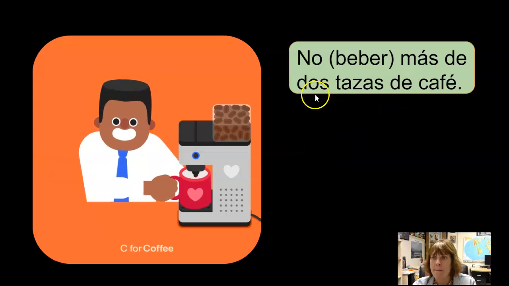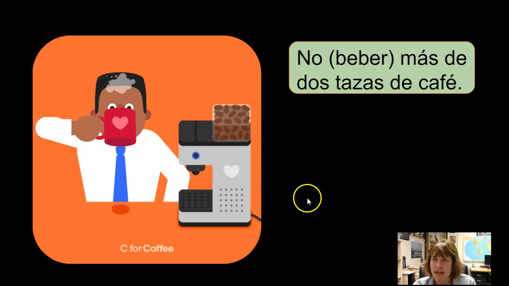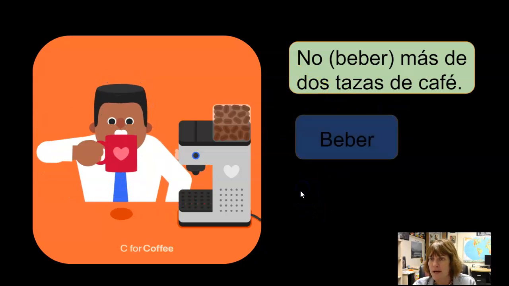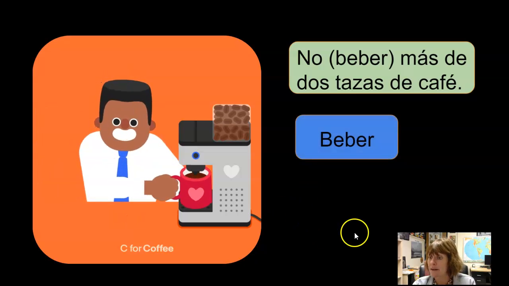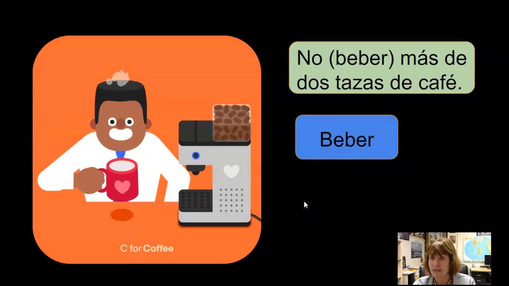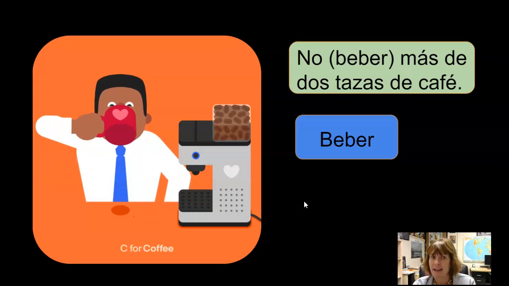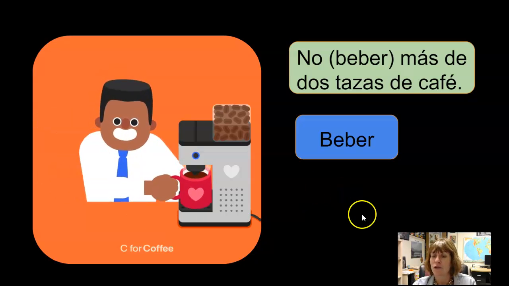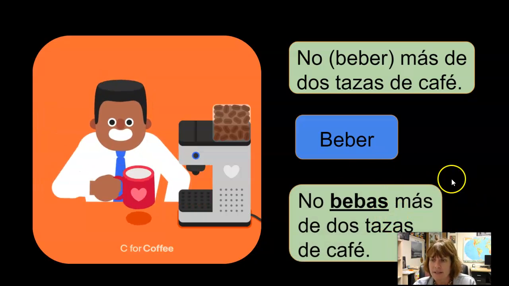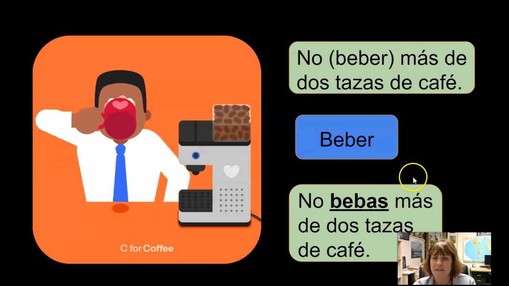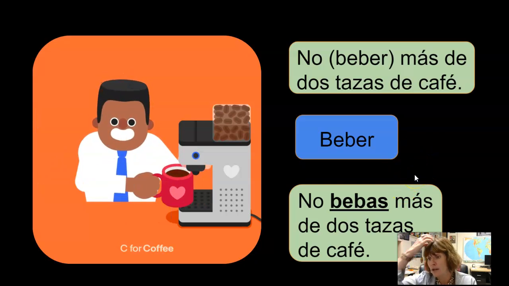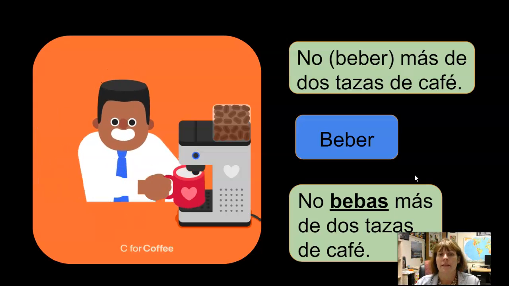No beber más de 2 tazas de café. El verbo es beber. Poner en el forma yo. Deja el o. So no bebas más de 2 tazas de café. Don't drink more than 2 cups of coffee.